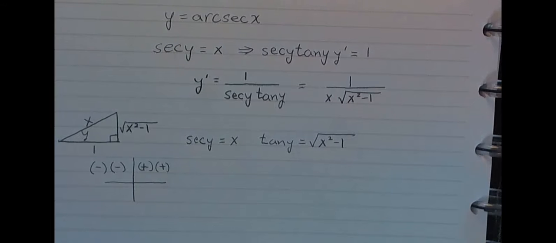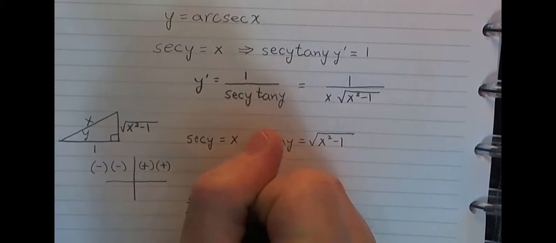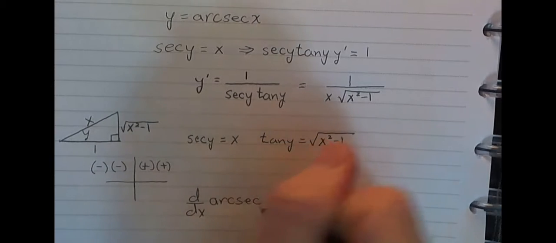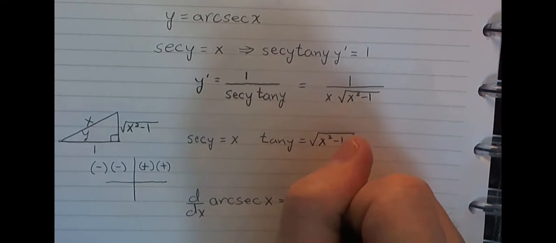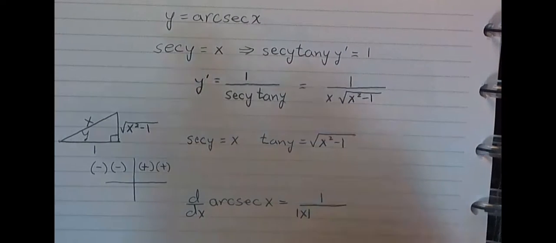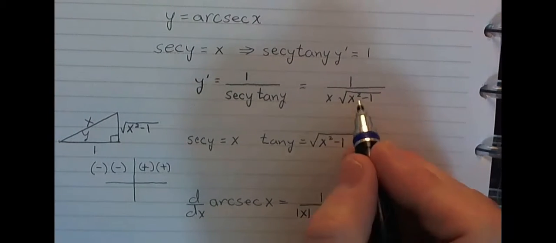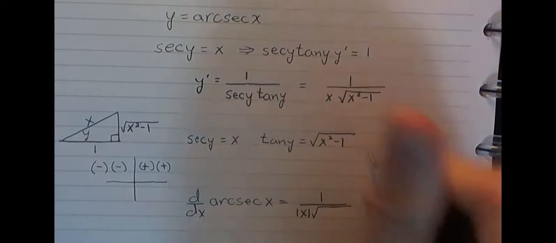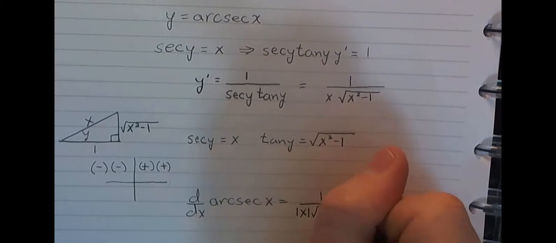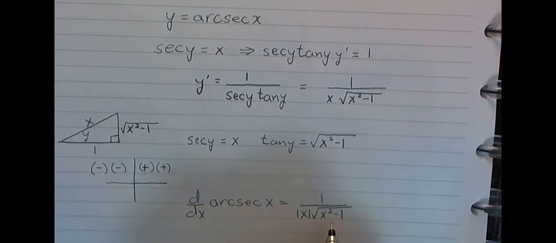Plus, remember, the derivative is always positive for inverse secant. So here is what we're going to do. For arc secant, we're going to say this is 1 over the absolute value of x times the square root of x squared minus 1. Because, you know, this square root of x squared minus 1, that's always going to be positive. So what we can do is put an absolute value around the x part. So here is the derivative of arc secant.